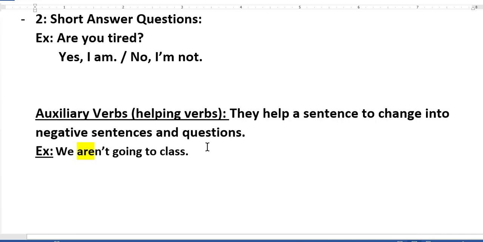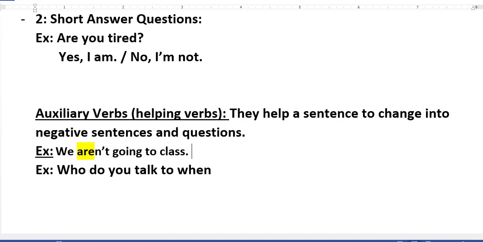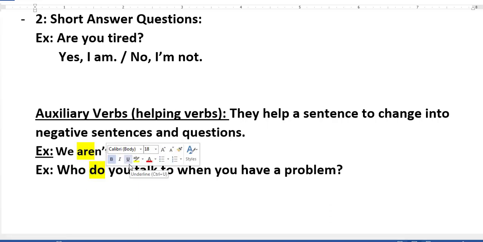Easy. Okay, so next one. Do you know? Next example. Who do you talk to? Who do you talk to when you have a problem? Now look at this one, guys. This is what? Who? It's WH and then auxiliary verb. What is this? Auxiliary verb.